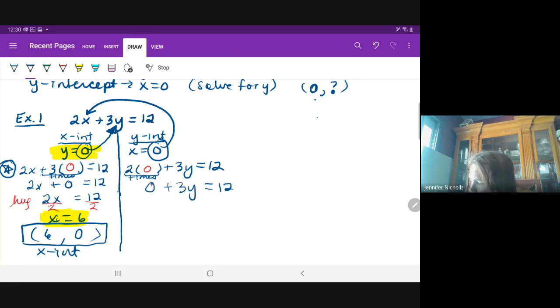And then I'm going to put a star by this step because I do need to see this step. I do need to see this step, this step, this step. So these starred steps I definitely need. But this step right here, what I sometimes do is I just cross out the 0.